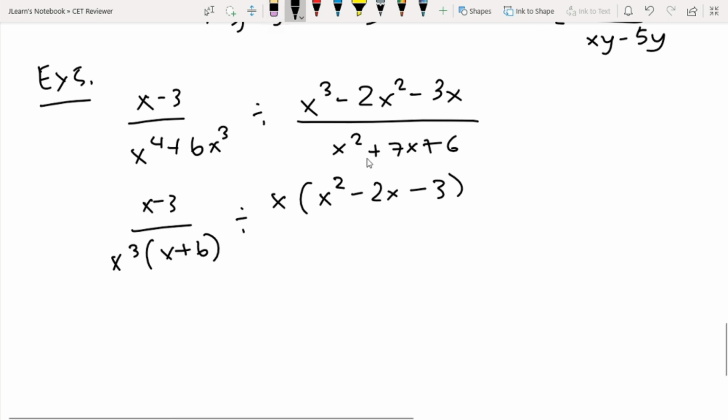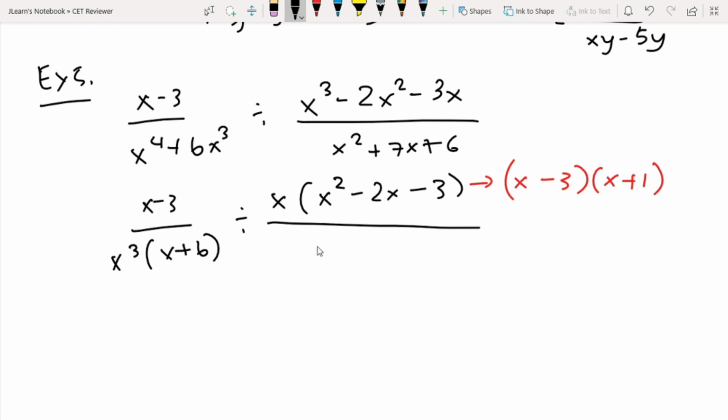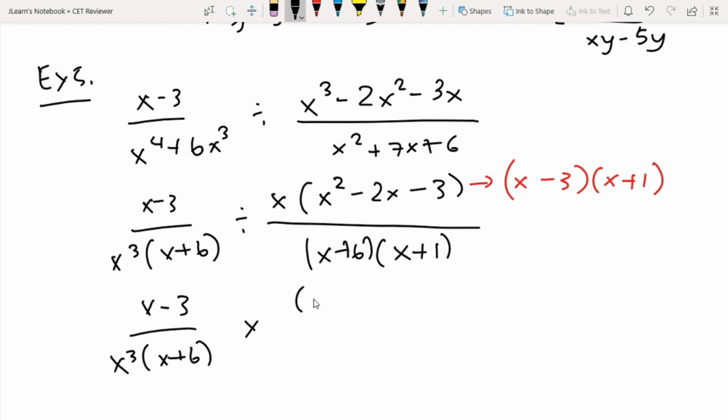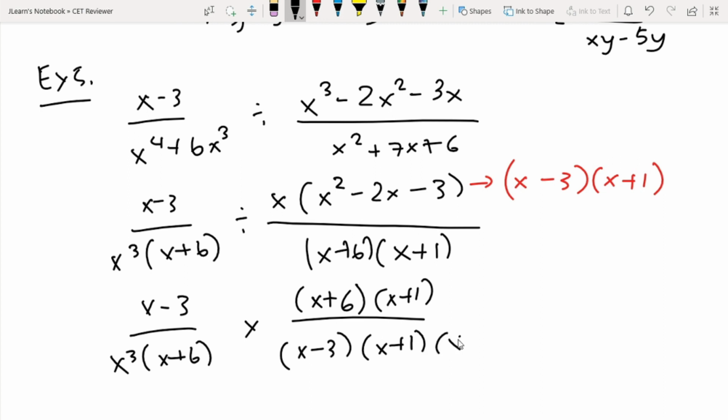This can be factored into x minus 3 times x plus 1. Okay? And then, yung denominator natin can be factored into x plus 6 times x plus 1. Okay? Now, yung way natin of dividing is we flip the divisor. Okay? So, we get x minus 3 all over x cubed times x plus 6 times x plus 6 times x plus 1 all over x minus 3 times x plus 1 times x.